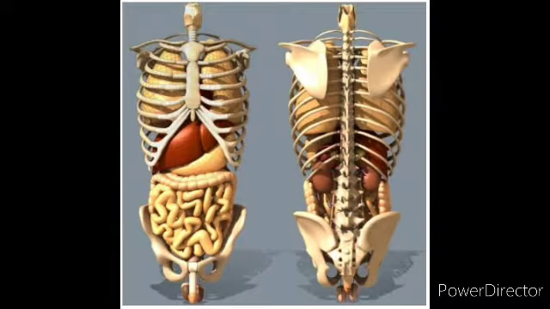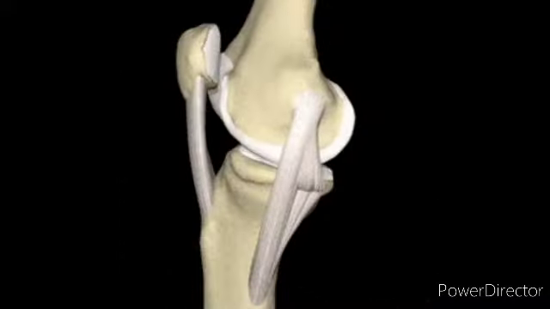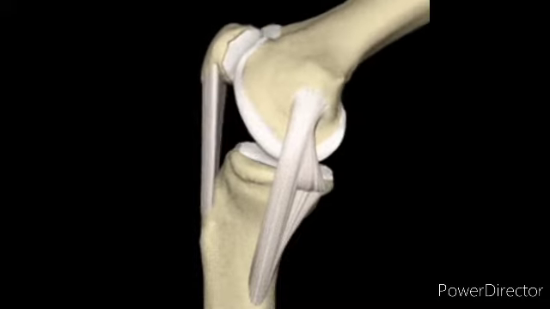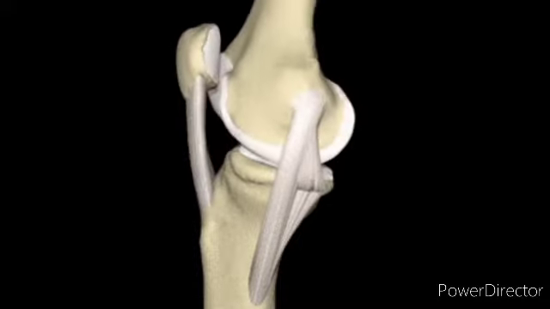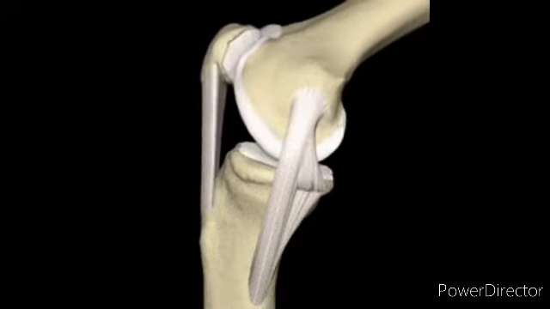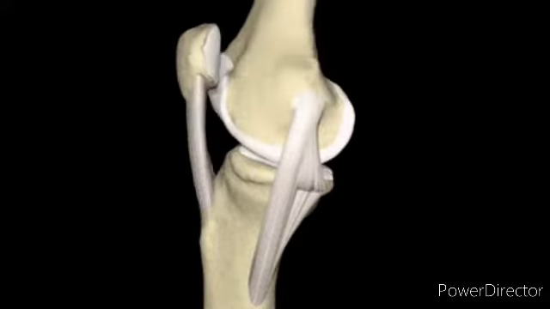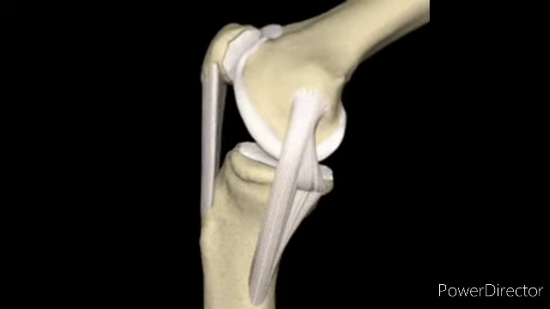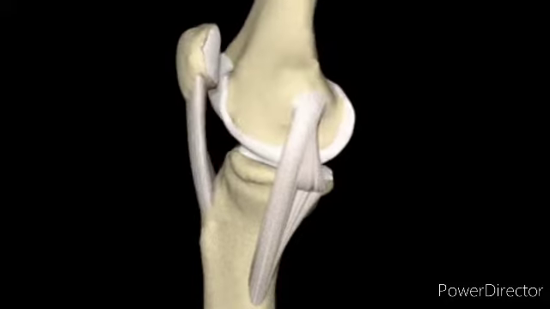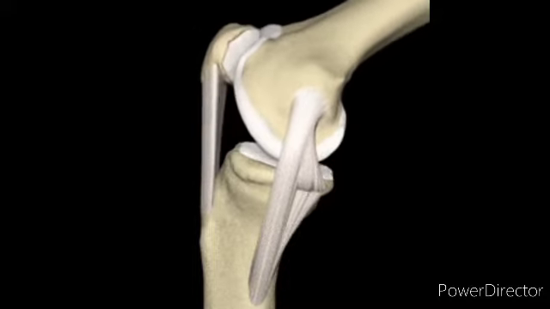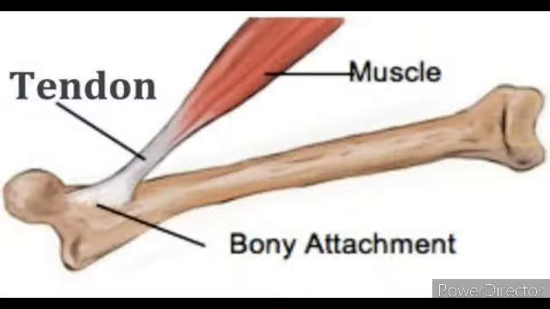These tissues pack and bind various organs, and these are nothing but fibrous connective tissue. They include ligaments, which connect two bones. These are tough, elastic, and provide strength and flexibility. Tendons connect bone to muscles. These are tough and non-elastic. They provide strength and limited flexibility.